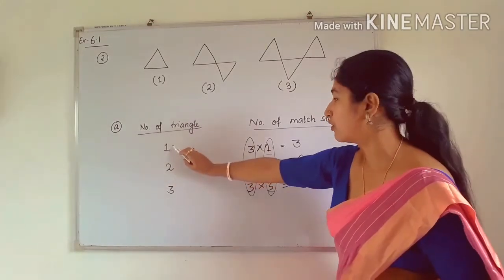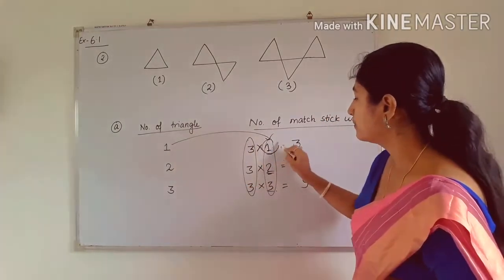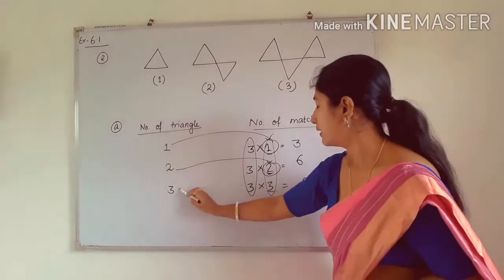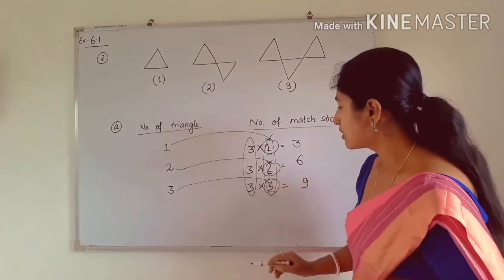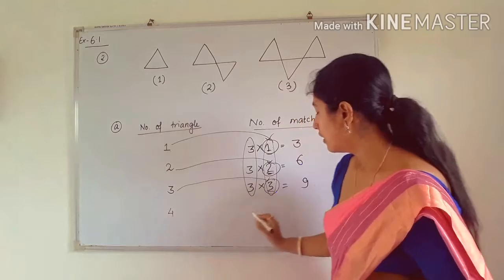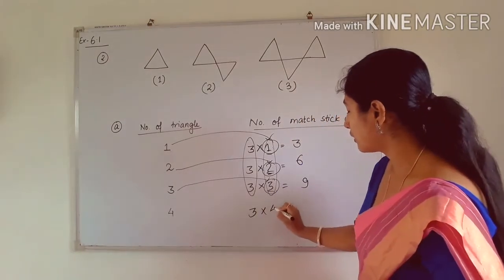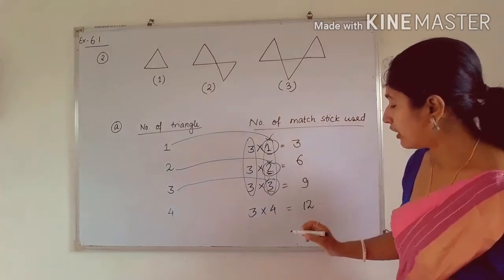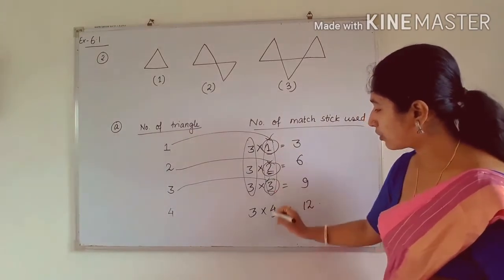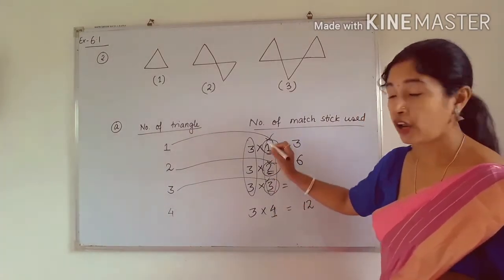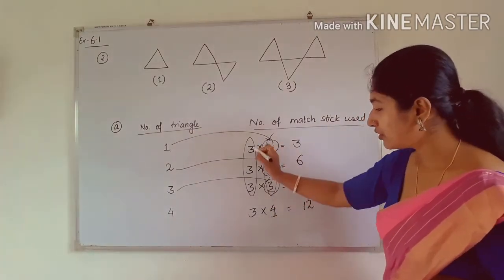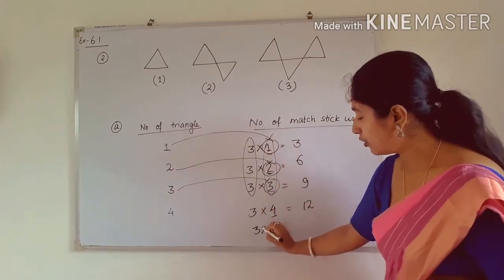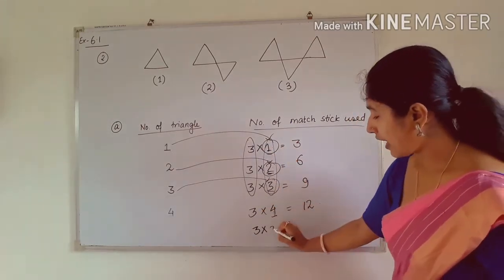In the first case the number of triangles is 1, so we will use 1 here. In number 2 it is 2, so we will use 2, and in this case we will use 3. Similarly, if the number of triangles is 4, then we write 3 into 4, that will be 12 matchsticks used. So we take this one as a variable, because it is changing, and this 3 will remain constant. So we can write 3 into x.